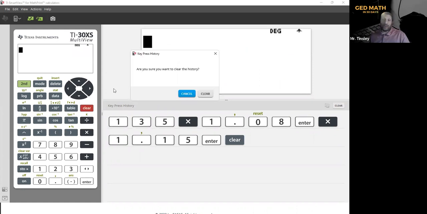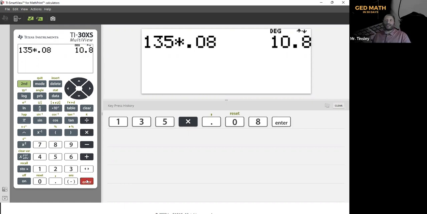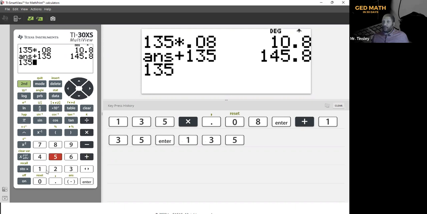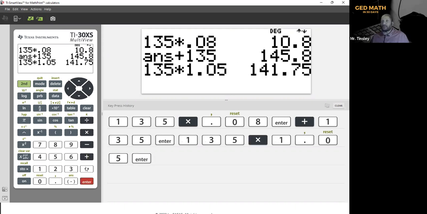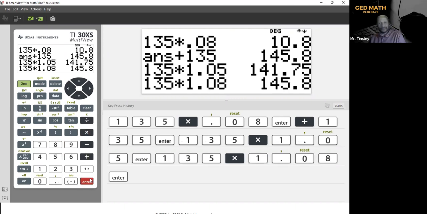But this is how most people are shown in class. They are taught to say, okay, my bill was 135. I need to find what part is 8%. So I've got to multiply it by 0.08. That's how much tax is, 10.80. I need to add that to the original total, plus 135. Didn't I still get the same thing? 145.80. Instead of doing that, 135 times 1.08. Did I get the same thing?